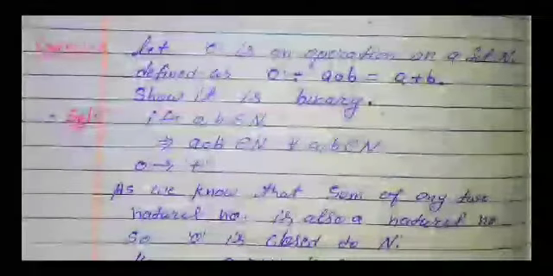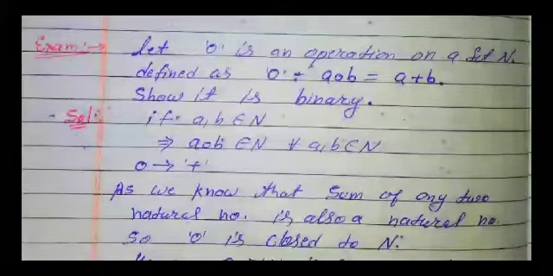For example, let O be an operation on the set of natural numbers defined as a O b such that a plus b. Here the operation O is explained by the addition. So it is a binary operation because the sum of any two natural numbers is also a natural number.